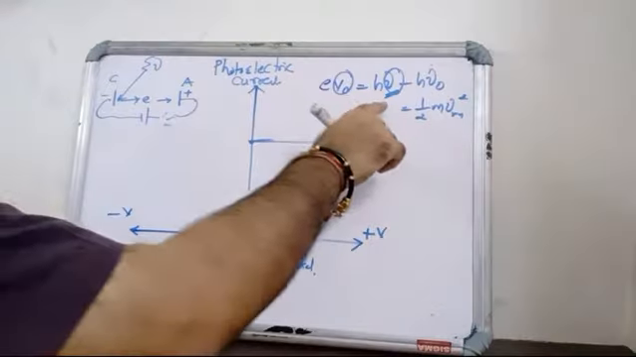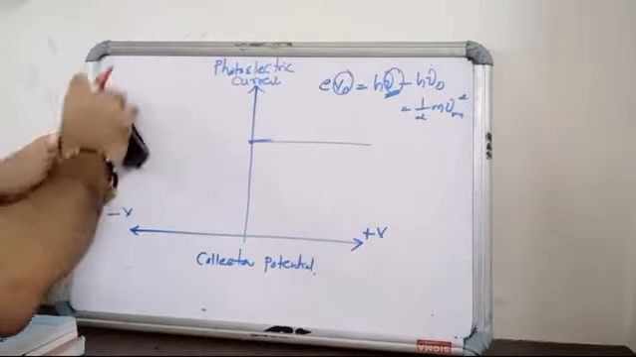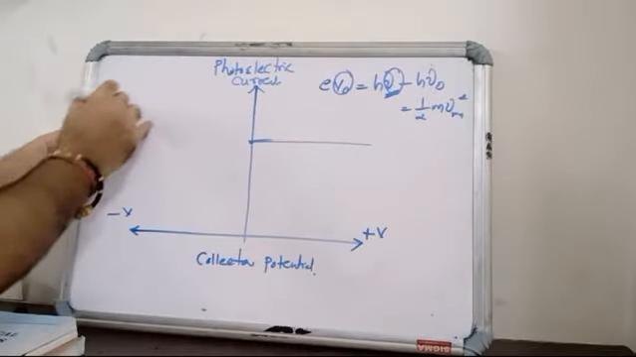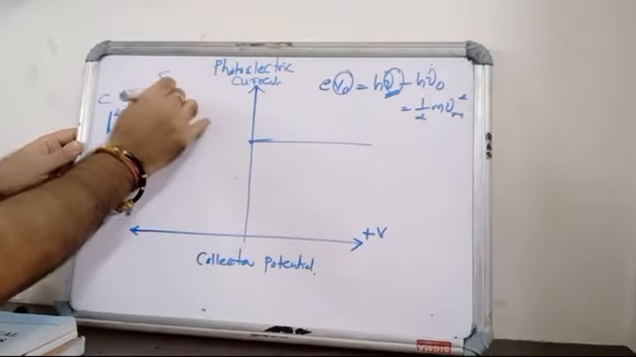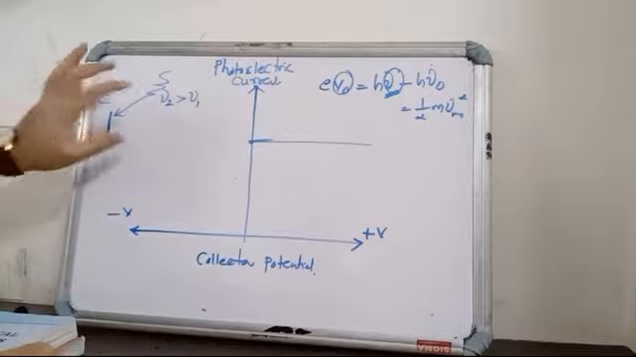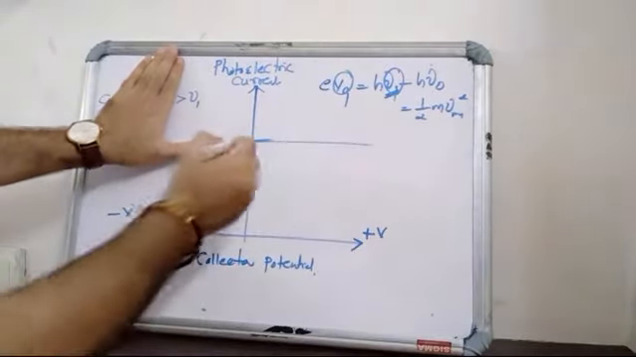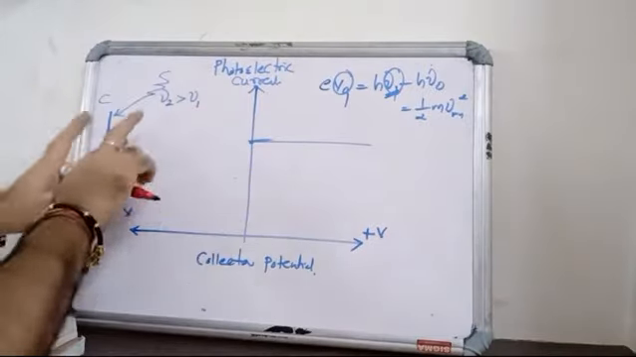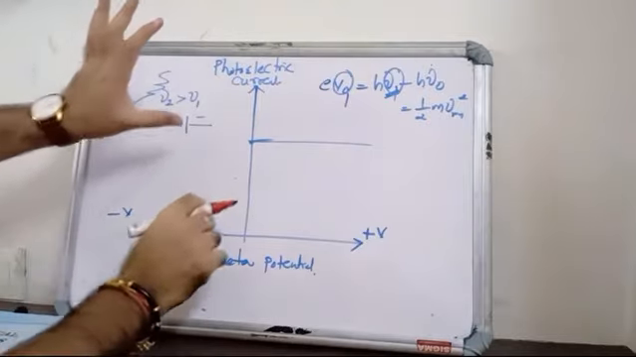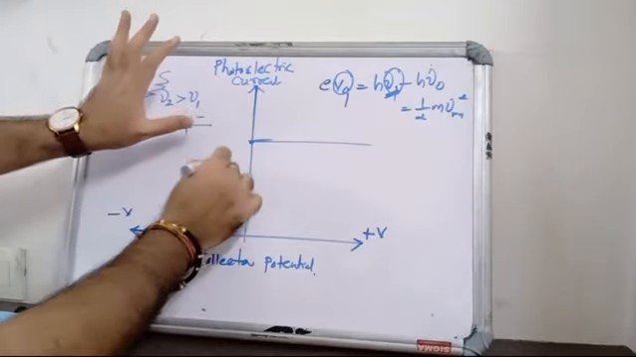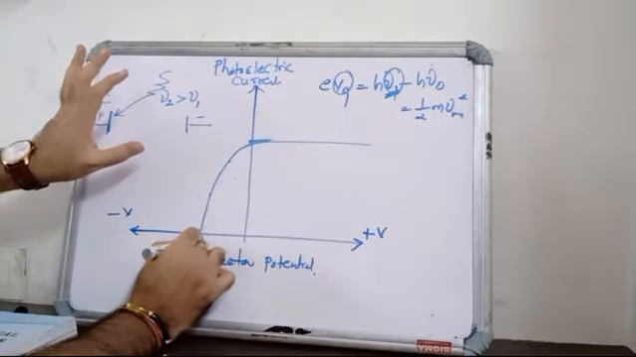Now, as I change the incident frequency on this photosensitive surface, suppose it is nu1, so obviously we are going to get the stopping potential V01. As we reverse the polarity, making this negative and this positive, at -1 volt, -2 volt, -3 volt, the current goes on decreasing and we get the stopping potential, say -V01.